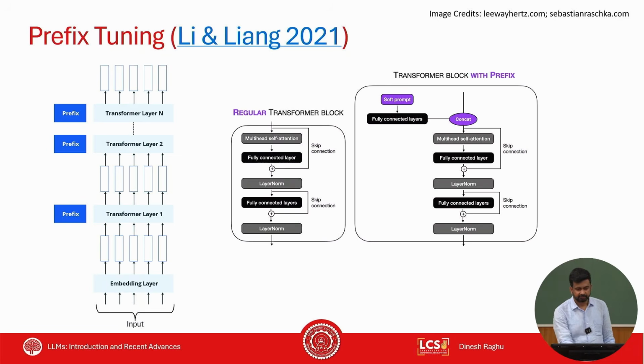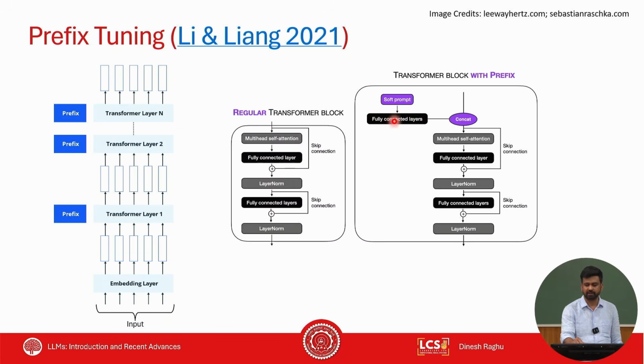Now, if you look on the right, this is the regular transformer block where you have the multi-head self-attention, fully connected layer, and then there is a residual connection, layer norm, and then there's again a fully connected network with a residual connection, finally followed by a layer norm. So this is what your regular transformer block looks like. But with prefix tuning, for now, assume this whole thing is a single prefix. I'll tell you why we have this particular architecture here. But assume this to be a single prefix.